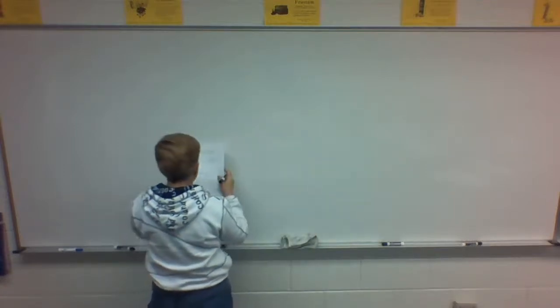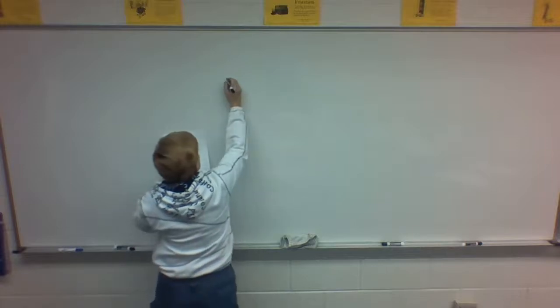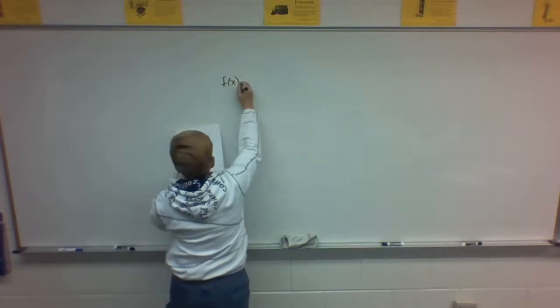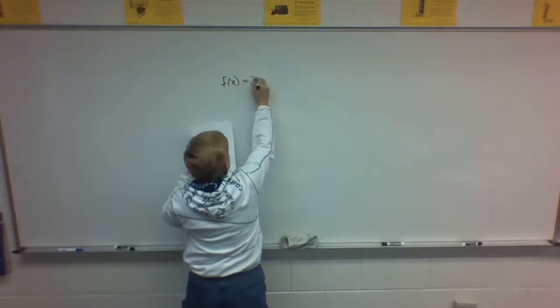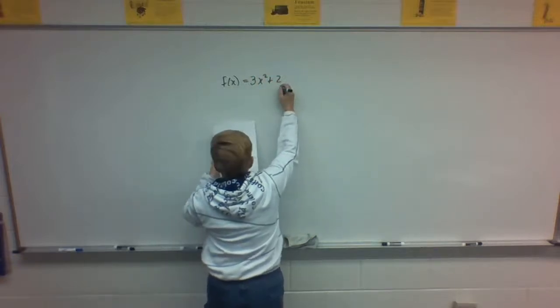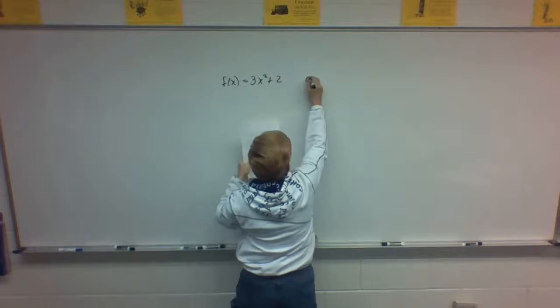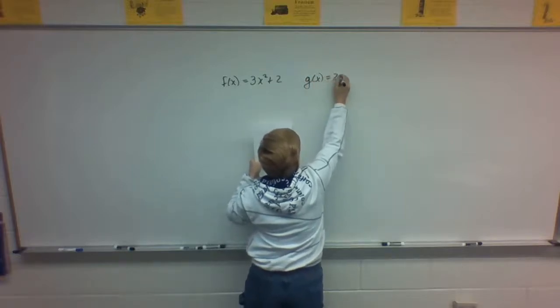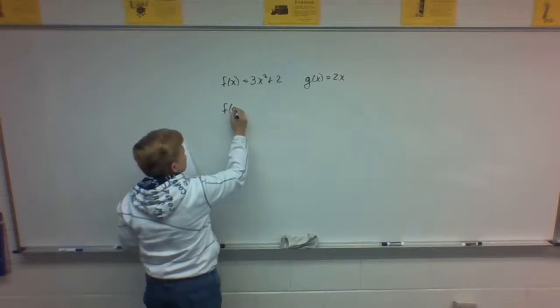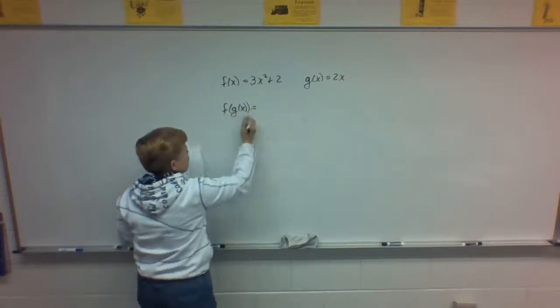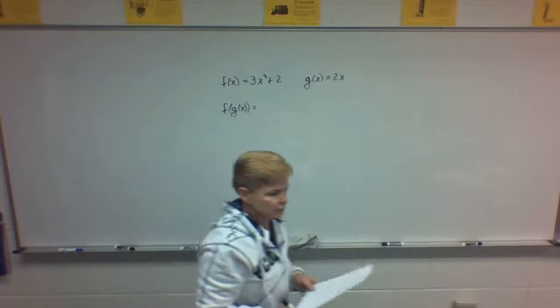So on number 64, this is F and G. So you have to get a new F and a new G each time. F is equal to 3x squared plus 2. And G is 2x. And we have to do 2 things. The first one is to find F composed with G. And it will be a new function.